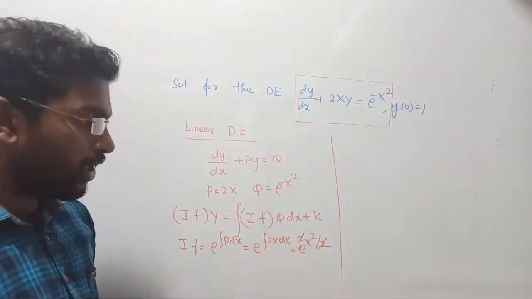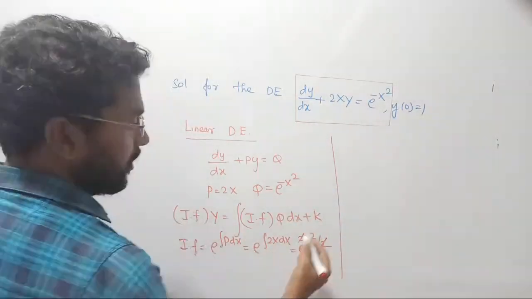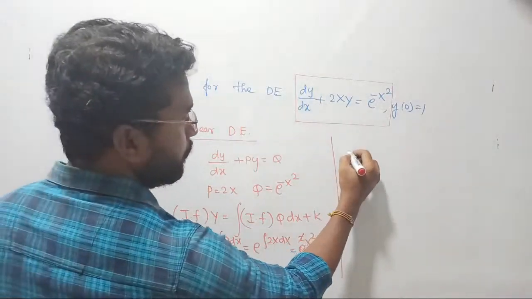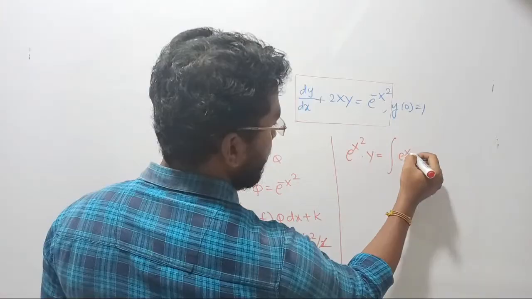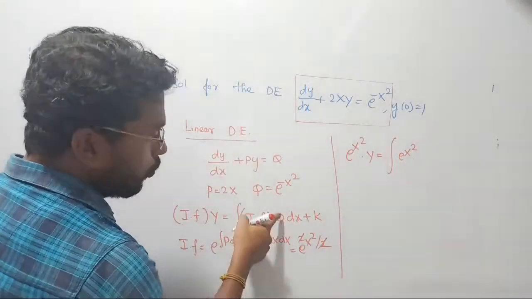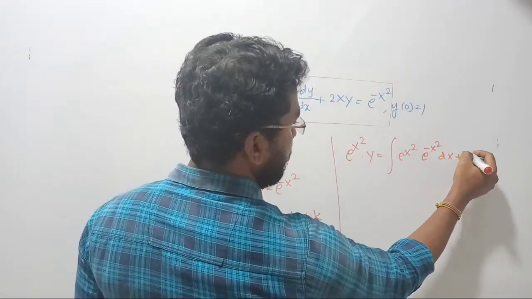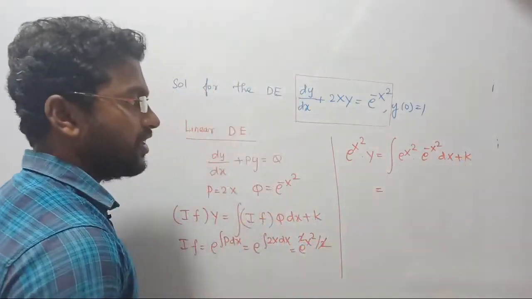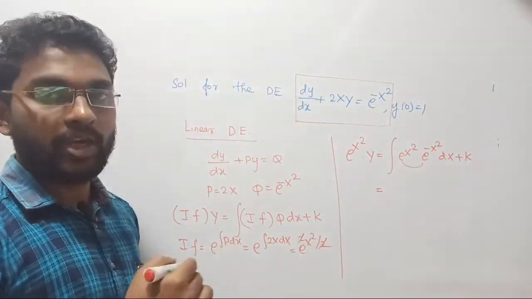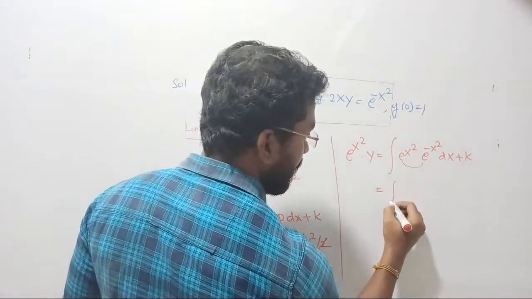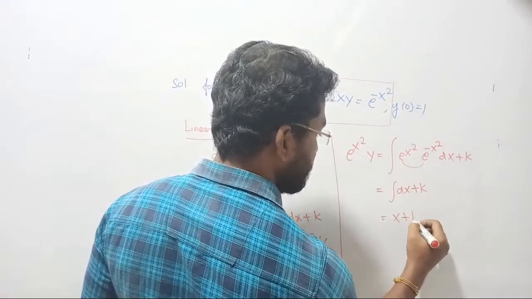Taking this integrating factor and substituting it, it becomes e^(x²)·y equals the integral of the integrating factor e^(x²) times Q, which is e^(-x²), with respect to dx, plus the arbitrary constant k. In the next step, if I group them together, e^(x²)·e^(-x²) becomes e^0, that will be 1. So we are going to get the integral of dx plus k. The integral of dx becomes x plus k, right?